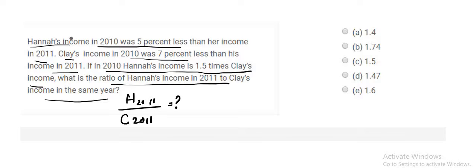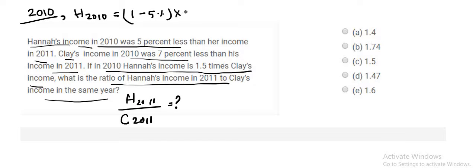So here in the first piece of information it says that Hannah's income in 2010 was 5% less than her income in 2011. So now we're talking about 2010. So let's say Hannah's income in 2010 was 5% less than that of her income in 2011. So it's 0.95 of H 2011.